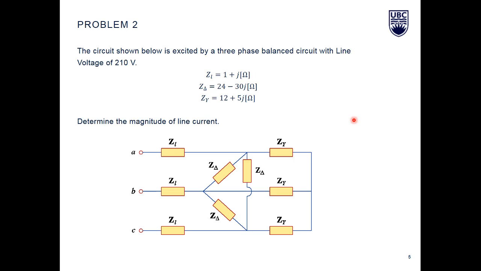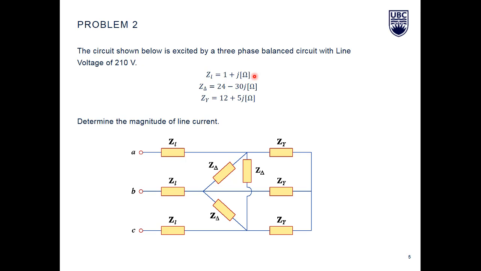Then we go to problem 2, which asks us to find the magnitude of line current in this circuit here. So we have three similar line impedances in three phase, a delta connected load with Z delta, and a Y connected load with ZY. So we see that it's a balanced line. We have three equal impedances in the line, a balanced delta load with three equal impedances, and a balanced Y load. The values of the impedances are given per phase, so unless otherwise stated the value of impedance is per phase and has nothing to do with the three phase.